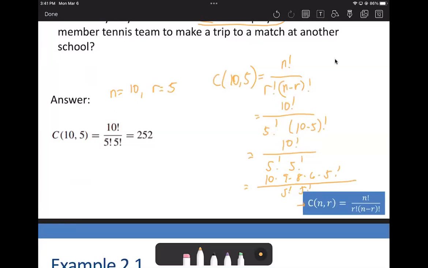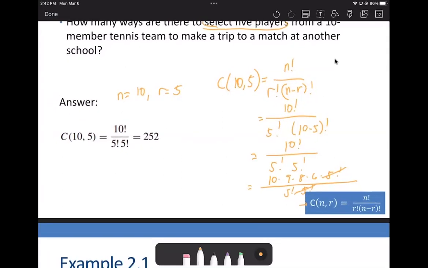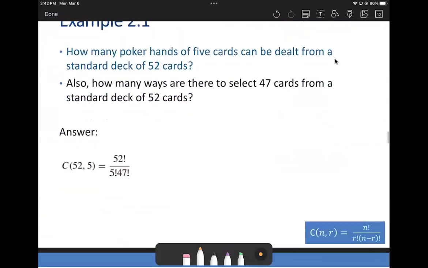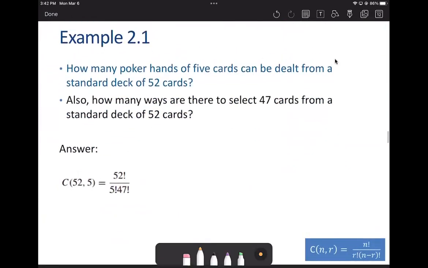So this will be cancelled out. All right. So now we have 10 times 9 times 8 times 6 divided by the 5 factorial. And you can compute that in your calculators. Okay. And now about this part.